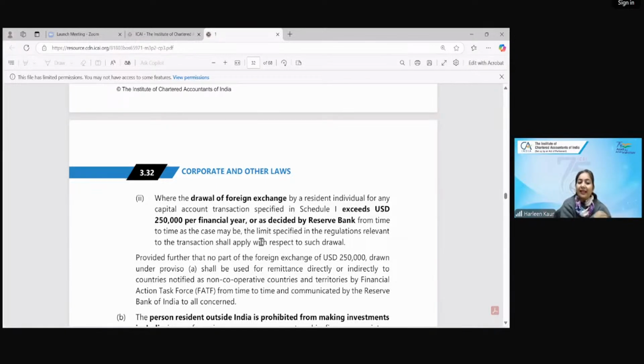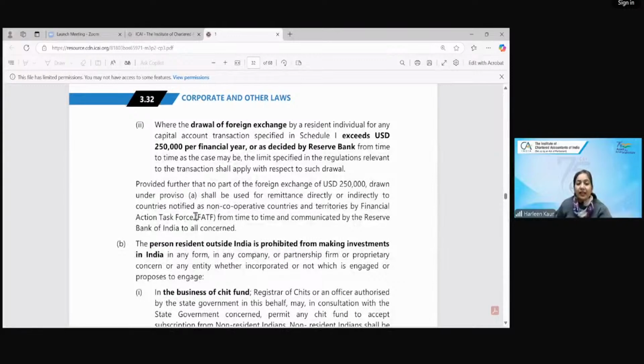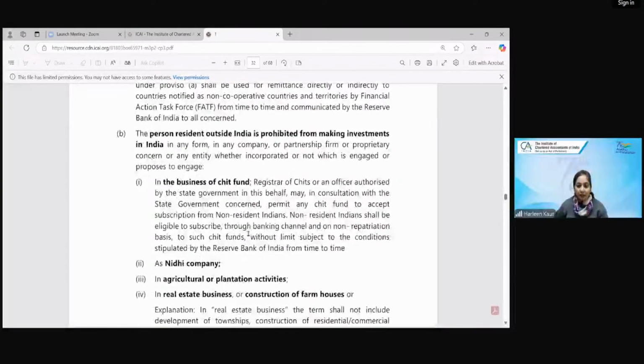Here, remittance directly or indirectly to the non-cooperative countries or territories identified by the FATF, that is the Financial Action Task Force, as communicated by the Reserve Bank of India. So they have specified the countries to which you cannot remit, or where a prohibition has been put on utilizing the amounts.